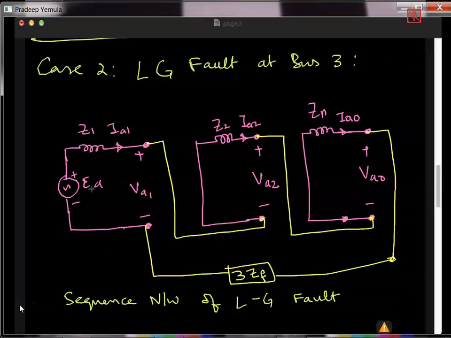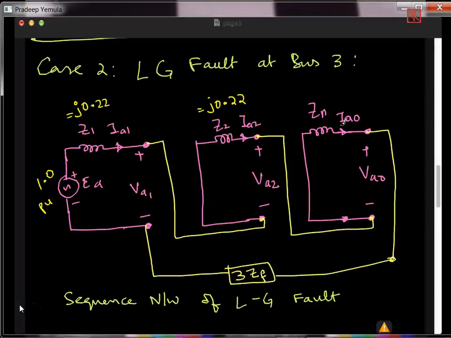What is the value of EG? Value of EG is 1.0 per unit. What is the value of Z1? Z1 is a positive sequence impedance. We calculated that, it is J 0.22. Now, what is the value of Z2? Negative sequence impedance, that is also J 0.22. Positive sequence and negative sequence both are equal, as per the derivation which we saw already. And I think this is Z0. What is Z0?